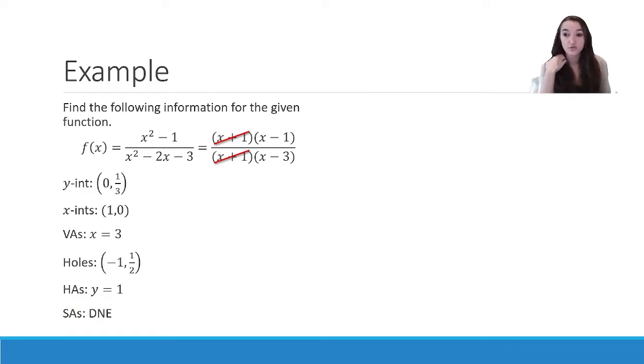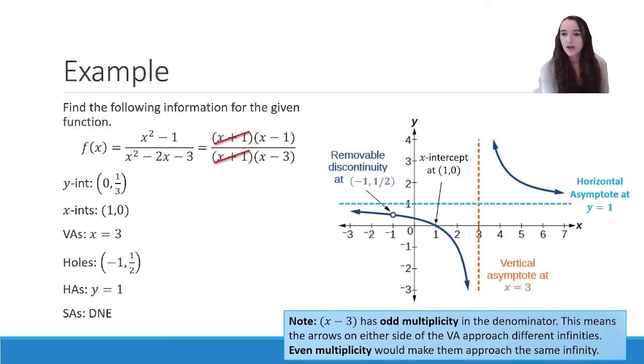Now, how does that translate into a graph? We're going to be getting to that momentarily, but let's just look at it for the moment. Here we can see this removable discontinuity at -1, 1/2. We can see the x-intercept at 1, 0. We can see the y-intercept, which I didn't mark off, but the y-intercept is at 0, 1/3. I've put dashed lines for our asymptotes. You should always include dashed lines for your asymptotes. And we can see that our graph follows these asymptotes.